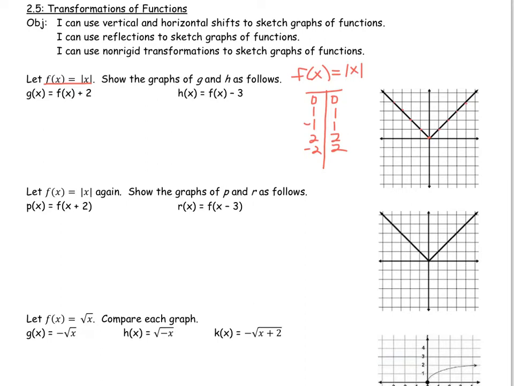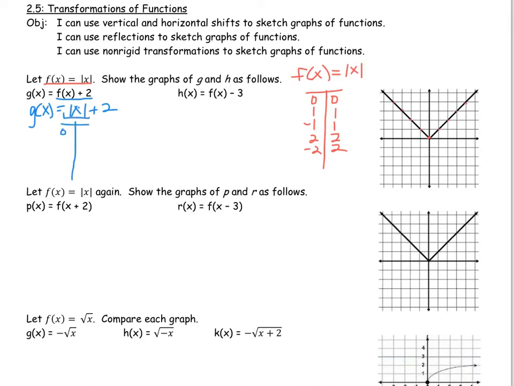But watch what happens when we change the equation. Let's see how that will change the shape of our graph. For g of x down below, it says g of x equals f of x plus 2. And if f of x is the absolute value, then we would say g of x is the absolute value of x plus 2.